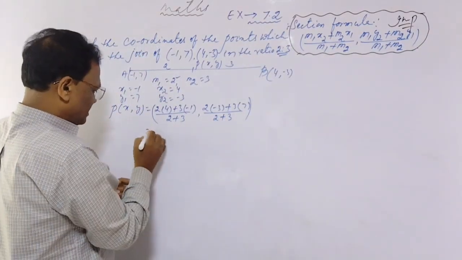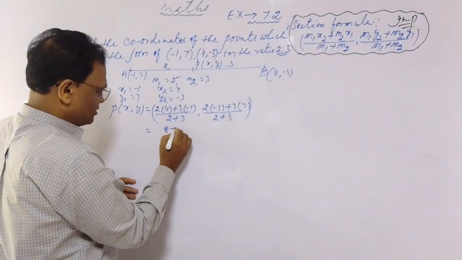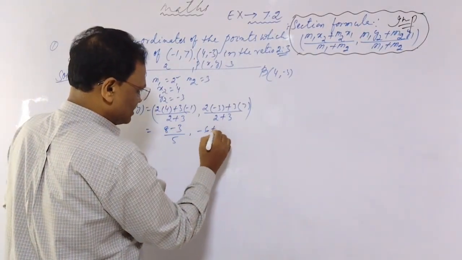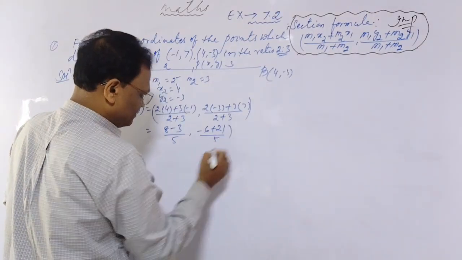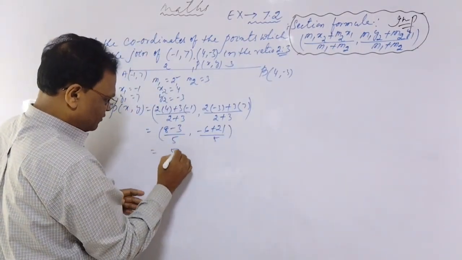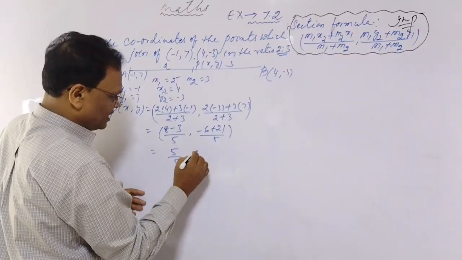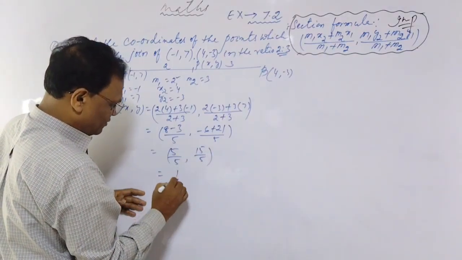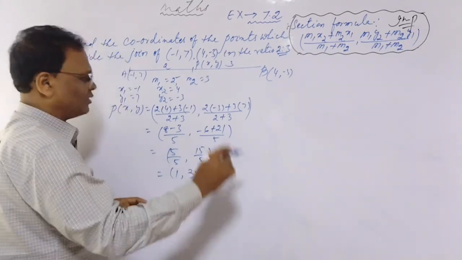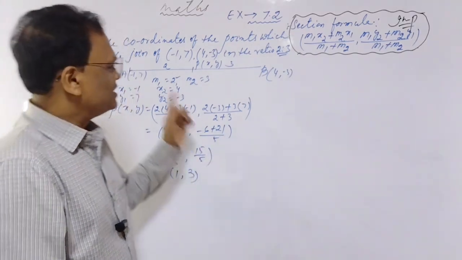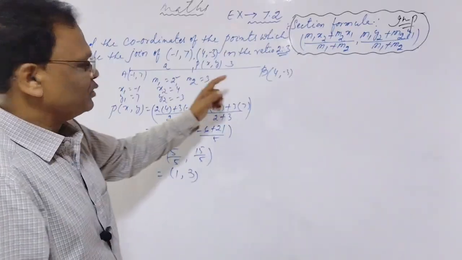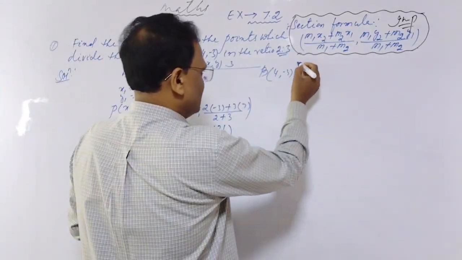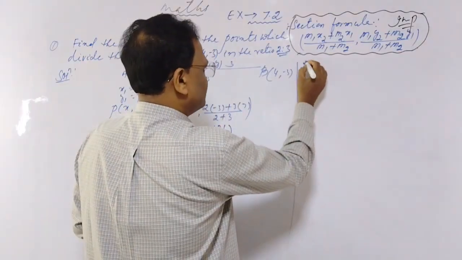This is the formula, which equals 2 4s are 8, 3 1s are 3, 2 plus 3 is 5. 2 3s are 6, 3 7s are 21, divided by 5. And 8 minus 3 is your 5, 5 divided by 5. And this is 15, 15 divided by 5. Finally what am I getting? 1 comma 3. So this is the coordinate of the point which divides the line segment in the ratio of 2:3. Very simple. Just put the formula, get the answer. Finished first one. Now let's do the second one.